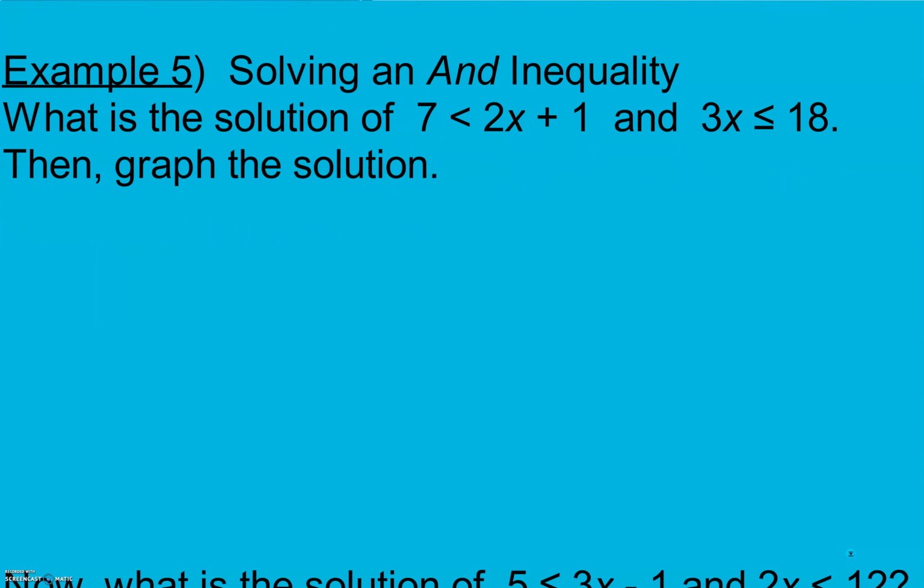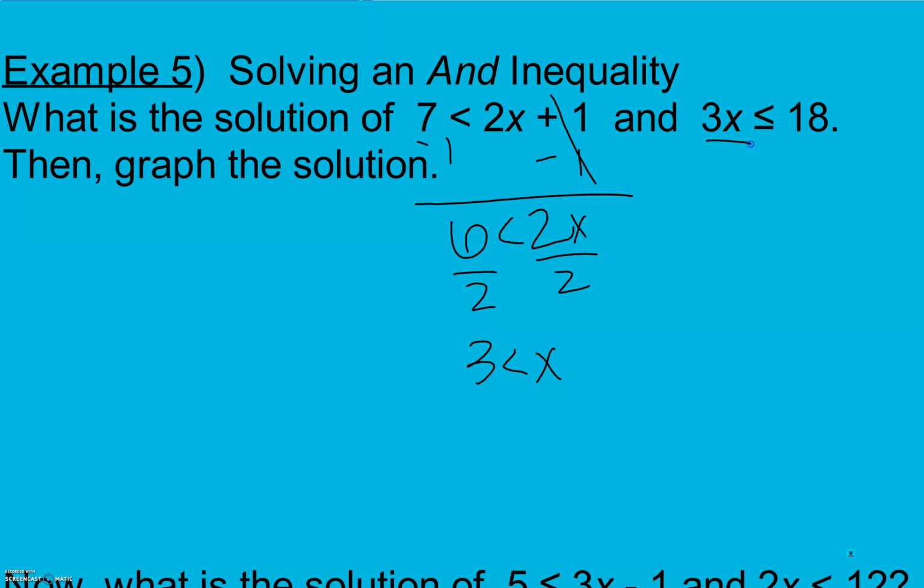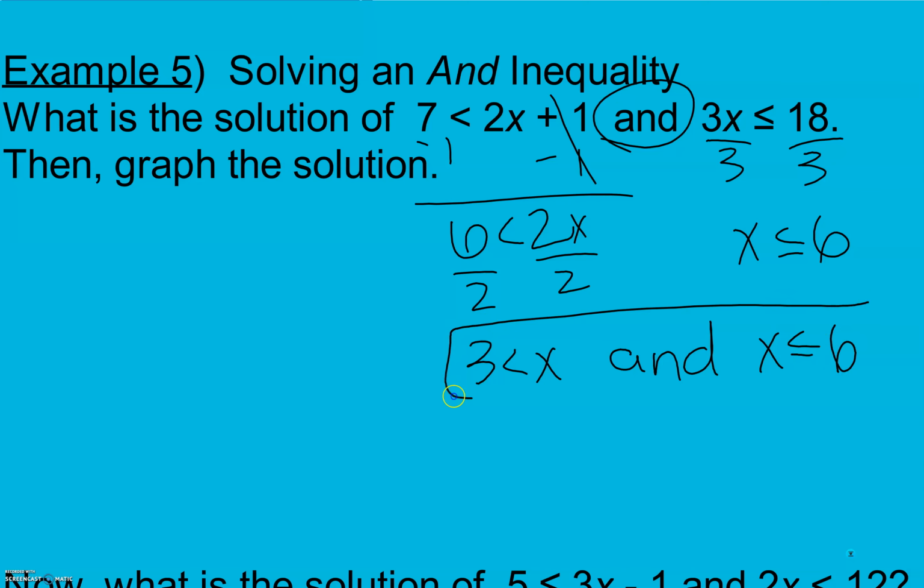So, first thing I'm going to do is solve each inequality individually. When we write our answer, we have got to include the and or the or. They mean very different things about our solutions. So we have to explicitly state that so other people that are looking at these know what our answer means.